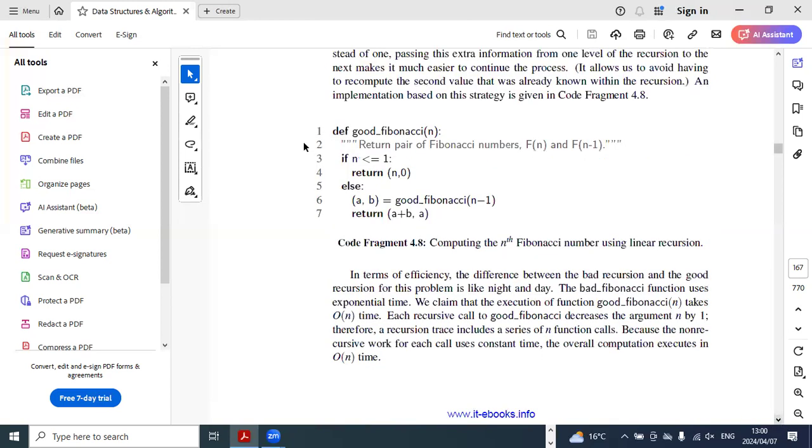Still doing Fibonacci, here is a better one. This time we're running Fn, but we offer it with one more argument, and then we decrease it by one each time. In terms of efficiency, the difference between the bad recursion and the good recursion for this problem is like day and night. The bad function uses exponential time, while the good recursion takes linear time. Each recursive call to the good function decreases the argument by 1. Therefore, the recursion trace includes a series of n function calls, and because the non-recursive work for each call uses constant time, the total is linear.